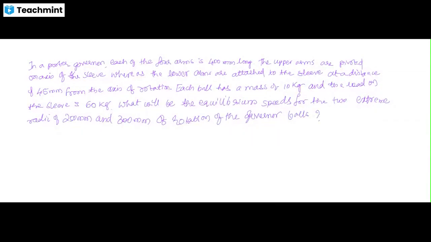Okay. So in this case, lower arms are pivoted away from the axis of rotation at a distance of 45 mm. The upper arm lengths and lower arm lengths are the same. As lower arms are pivoted away from the axis of rotation, you are going to get a beta value as well as a theta value. If lower arms and upper arms are pivoted on the axis of rotation, you are going to get theta equal to beta. Now let us draw the diagram first.